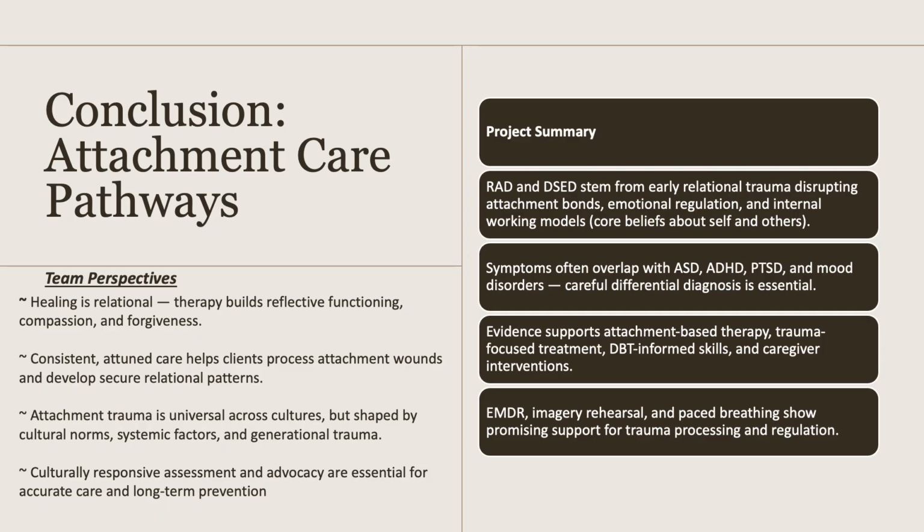Conclusion: attachment care pathways. Some key perspectives. Healing is relational. Therapy builds reflective functioning, compassion, and forgiveness. Consistent, attuned care helps clients process attachment wounds and develop secure relational patterns. Attachment trauma is universal across cultures, but shaped by cultural norms, systemic factors, and generational trauma. Culturally responsive assessment and advocacy are essential for accurate care and long-term prevention.